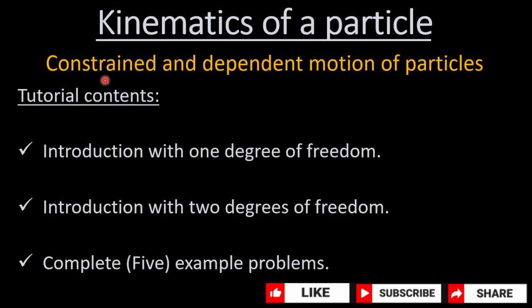This is lesson number 5 for engineering dynamics. In this tutorial we will look at constrained and dependent motion of particles, so basically pulley systems. The tutorial contents include an introduction with 1 degree of freedom, an introduction with 2 degrees of freedom, and then we'll complete 5 example problems.